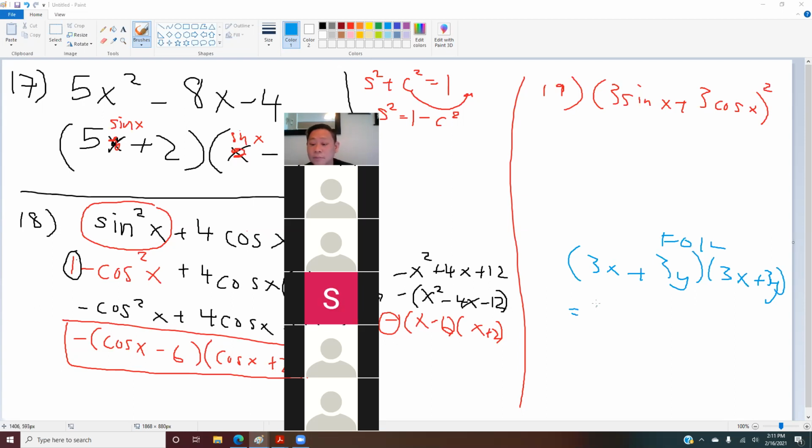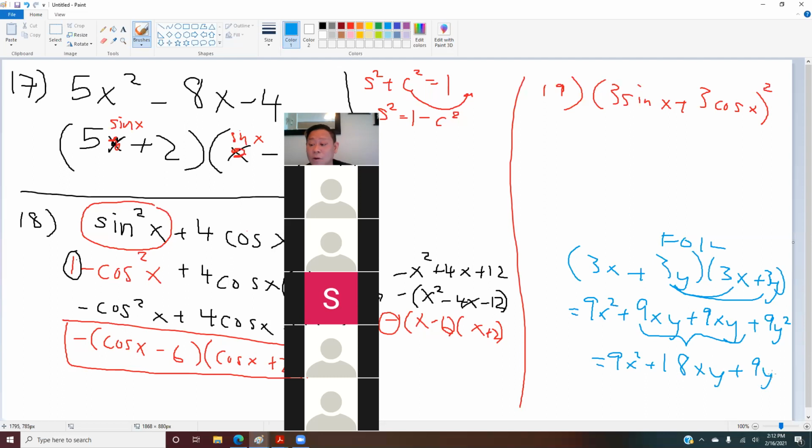Which is 9x squared. And then 3x times 3y, which is 9xy. Okay, very good. And then 3y times 3x, which is 9xy, positive. And then 3y times 3y, which is 9y squared. And then combine like terms. So 9x squared plus 18xy plus 9y squared. Yep, thank you. Perfect. I think you guys know how to void this one, right?